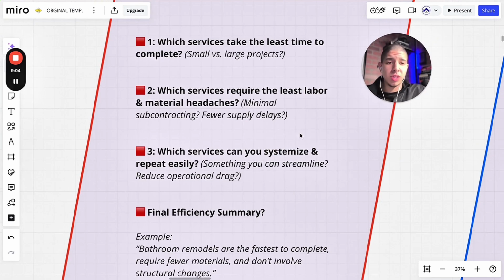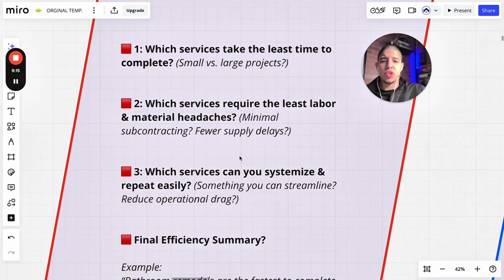Small versus large projects. Sometimes large projects are easy because you just sub it all out and you can move on to the next job, right? Which services require the least amount of labor and material headaches? Minimal subcontracting, fewer supplies, fewer delays. Very risky, depending on who your subs are.